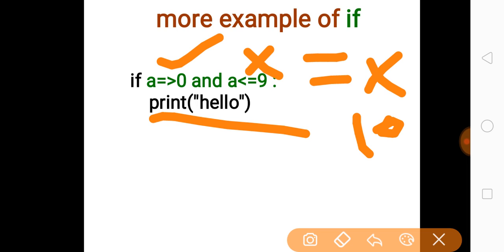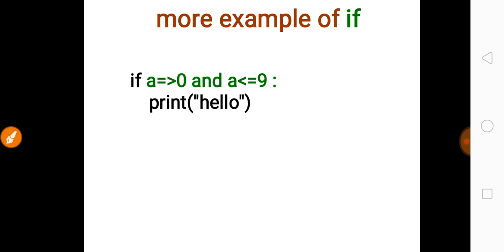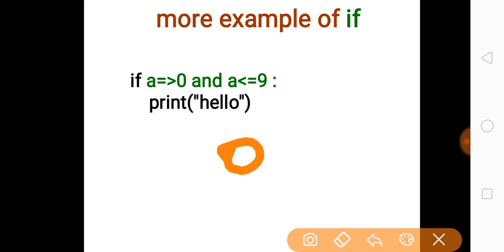So in this case, if the value of a is 10, it will return false, and this statement will not run. So if we want to print the message hello, we must give the value of a between 0 to 9. I hope you got this. So let's see another.